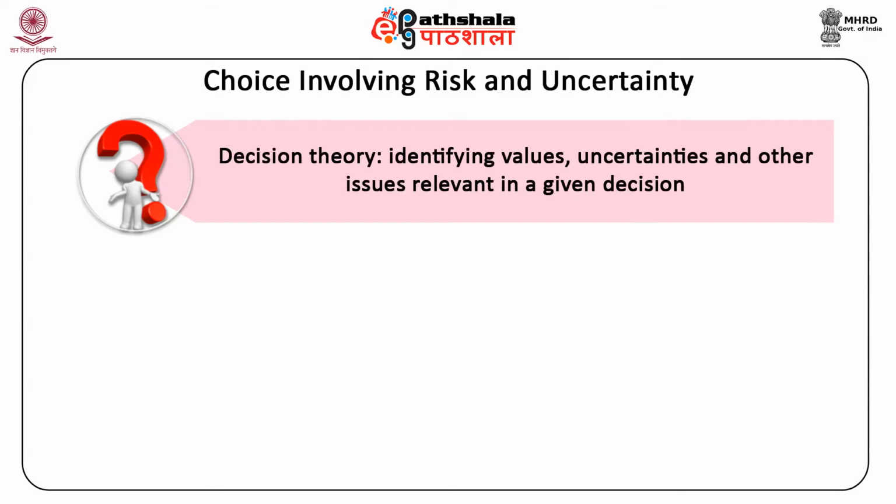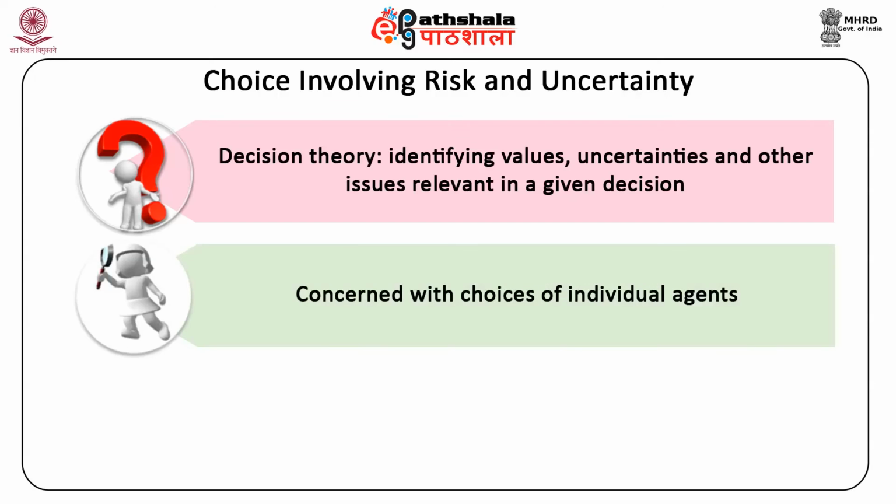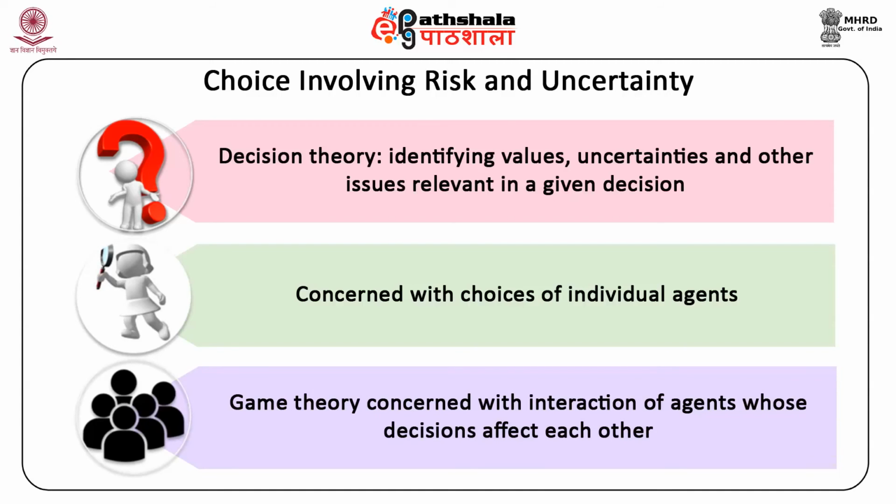Decision or choice theory in economics is concerned with identifying the values, uncertainties, and other issues relevant in a given decision, its rationality, and the resulting optimal decision. It is closely related to the field of game theory. Decision theory is concerned with the choices of individual agents, whereas game theory is concerned with the interactions of agents whose decisions affect each other.